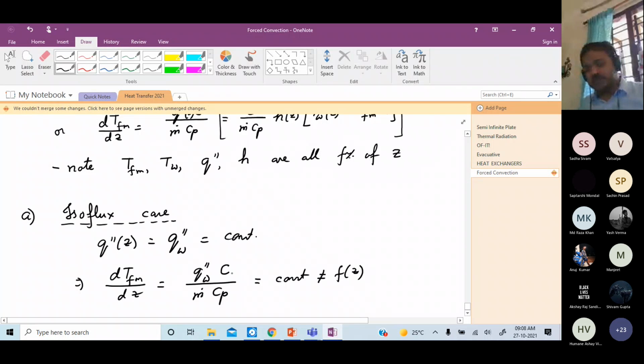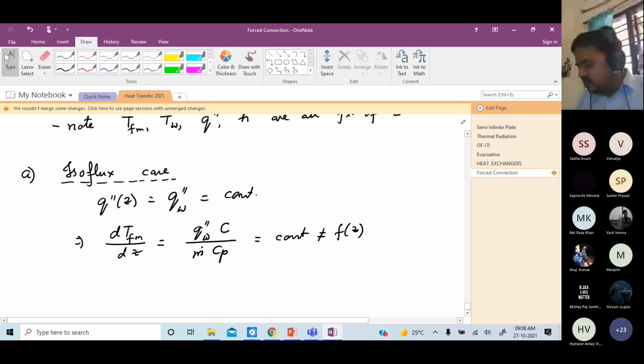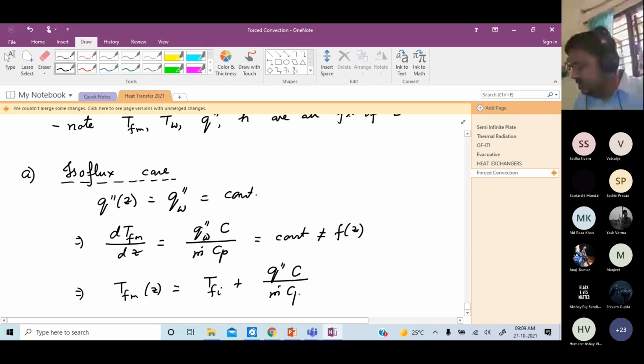Actually, remember that if it's not a uniform cross section but a reducing or converging-diverging type of cross section, then this can be tricky. Especially if it's diverging, the boundary layers again may detach from each other. So those are complicated cases. We are not dealing with them. So what does this mean, therefore? It means that T_fm(z) is actually T_fi plus q'' C divided by m dot cp times z.